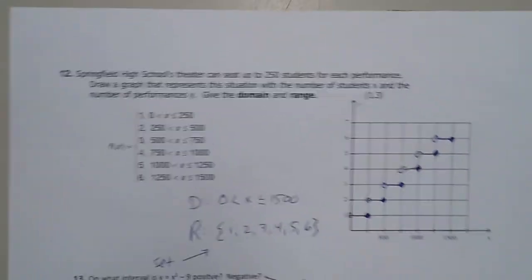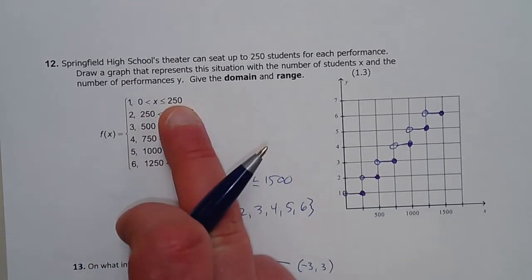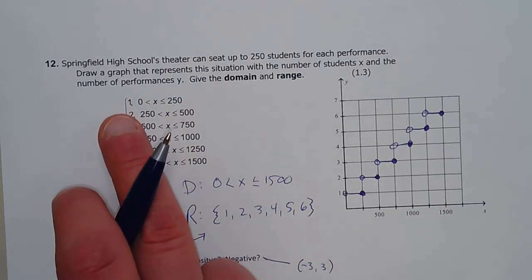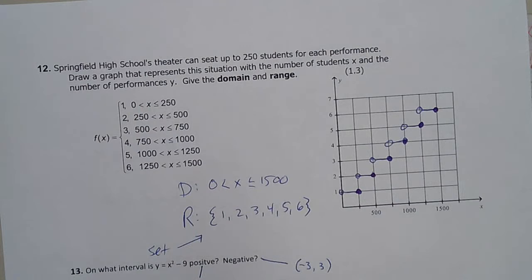Okay, number 12. A little more with piecewise, or actually this is technically called a step function. So this is where basically every 250 people, what's the y here? The number of performances has to go up. As they can only hold 250 people in their auditorium, as it goes up, they have to have more performances, 2, 3, 4, so on.